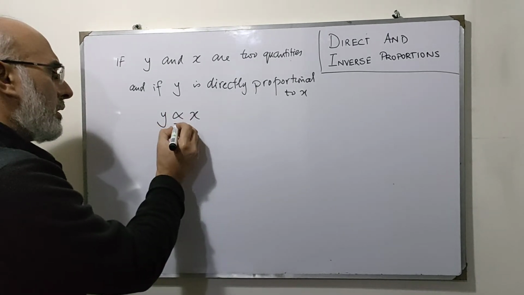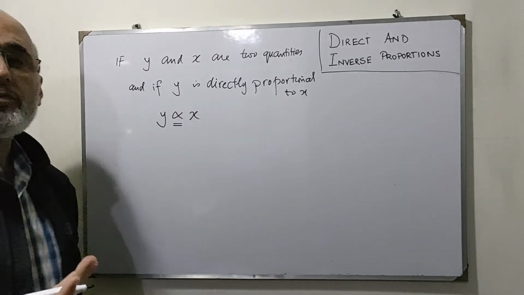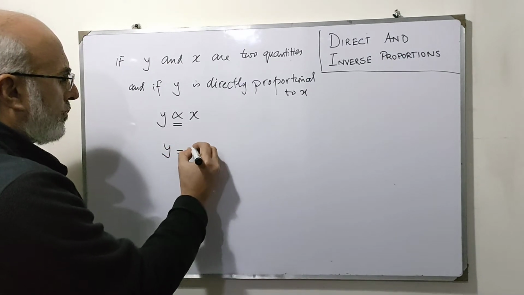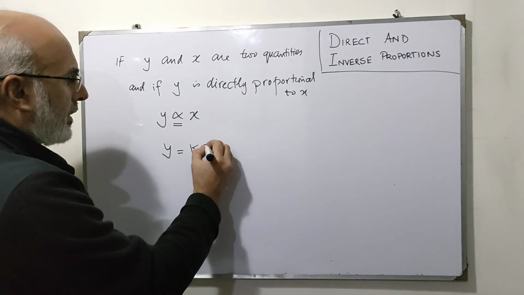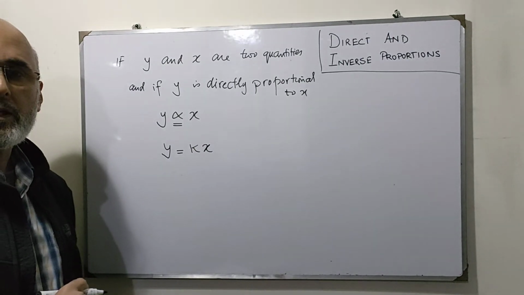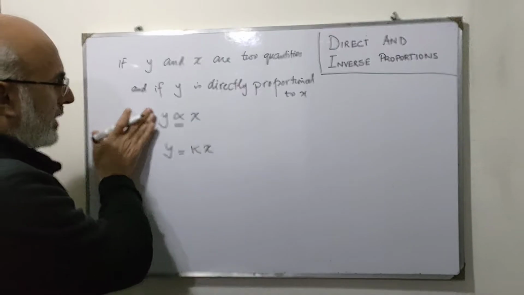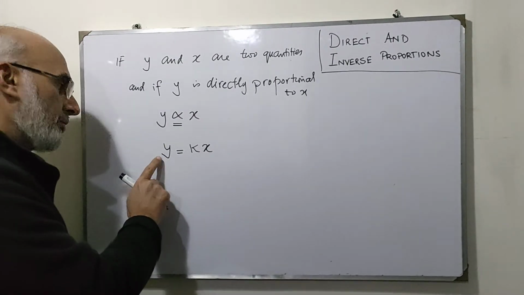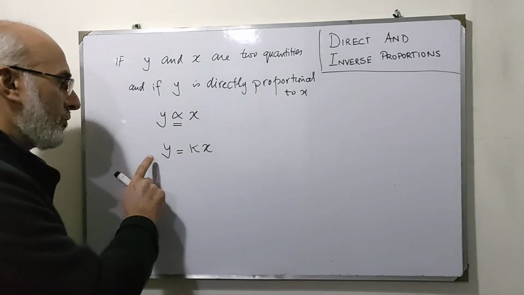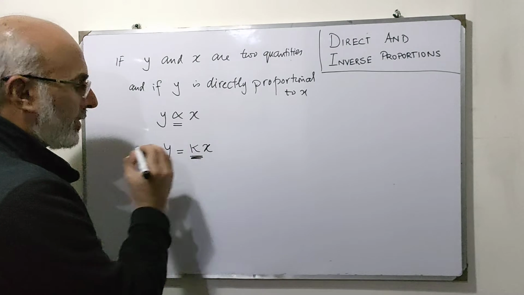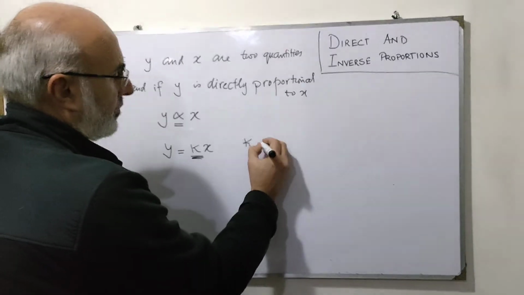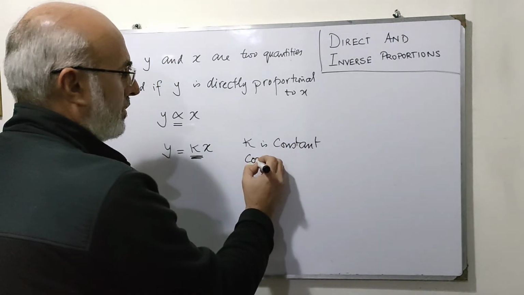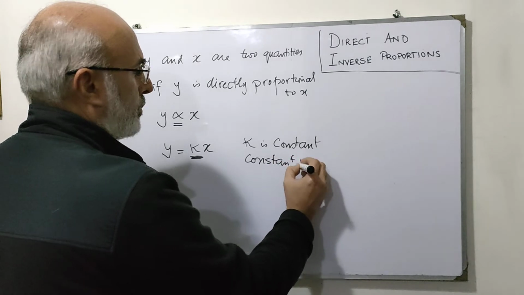Now to remove this sign of proportionality, what can we have? We can have it like this: y is equal to kx. Okay? It is the same as this: if x is increasing, y is increasing; if x is decreasing, y is decreasing. Then what is this k? The k is a constant, or constant of proportionality.